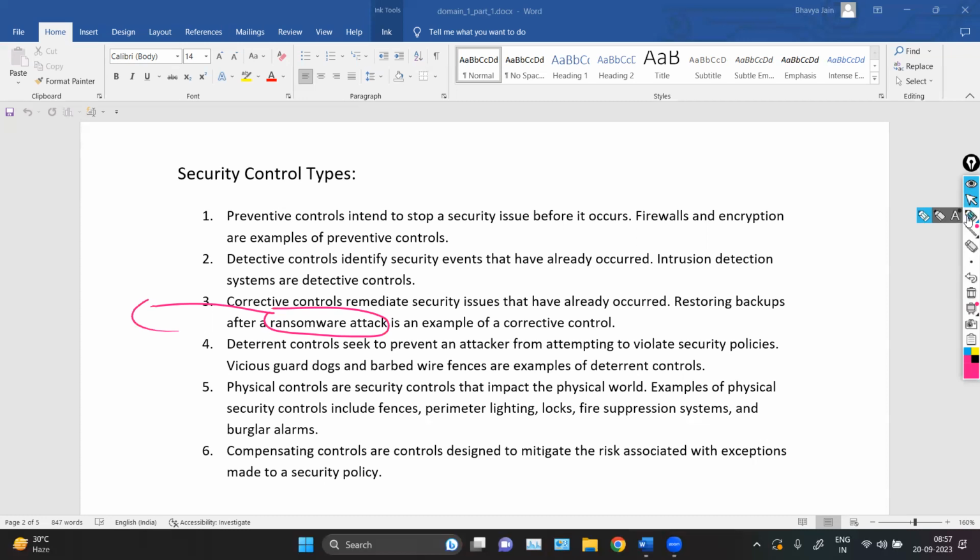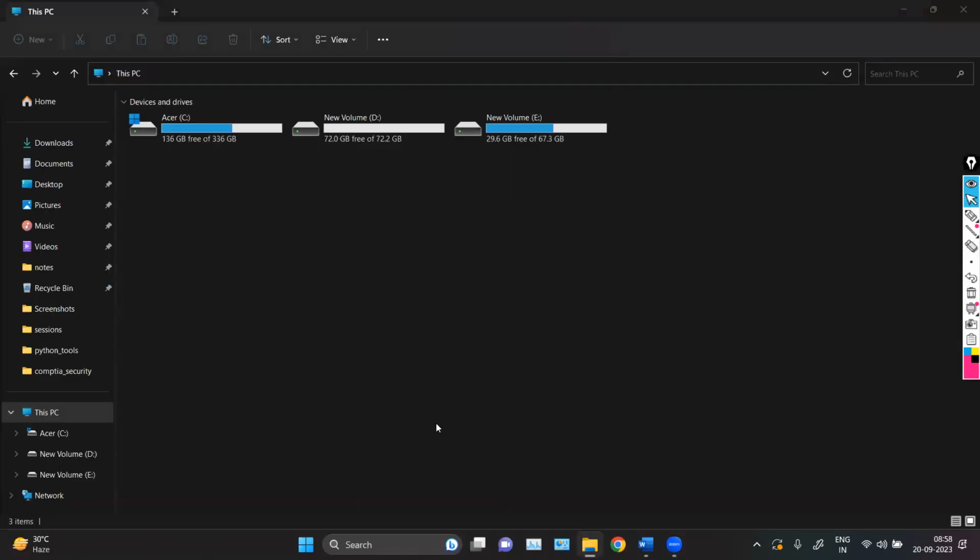Let's say you have your system, and inside your system you have multiple files and multiple directories, right? You have your data. For example, let me show you. Here you can see the drives. Here I have Acer, C drive, D drive, and E drive. Inside my C drive I have this much data, and inside my E drive I have this much data. So I have data inside my system.